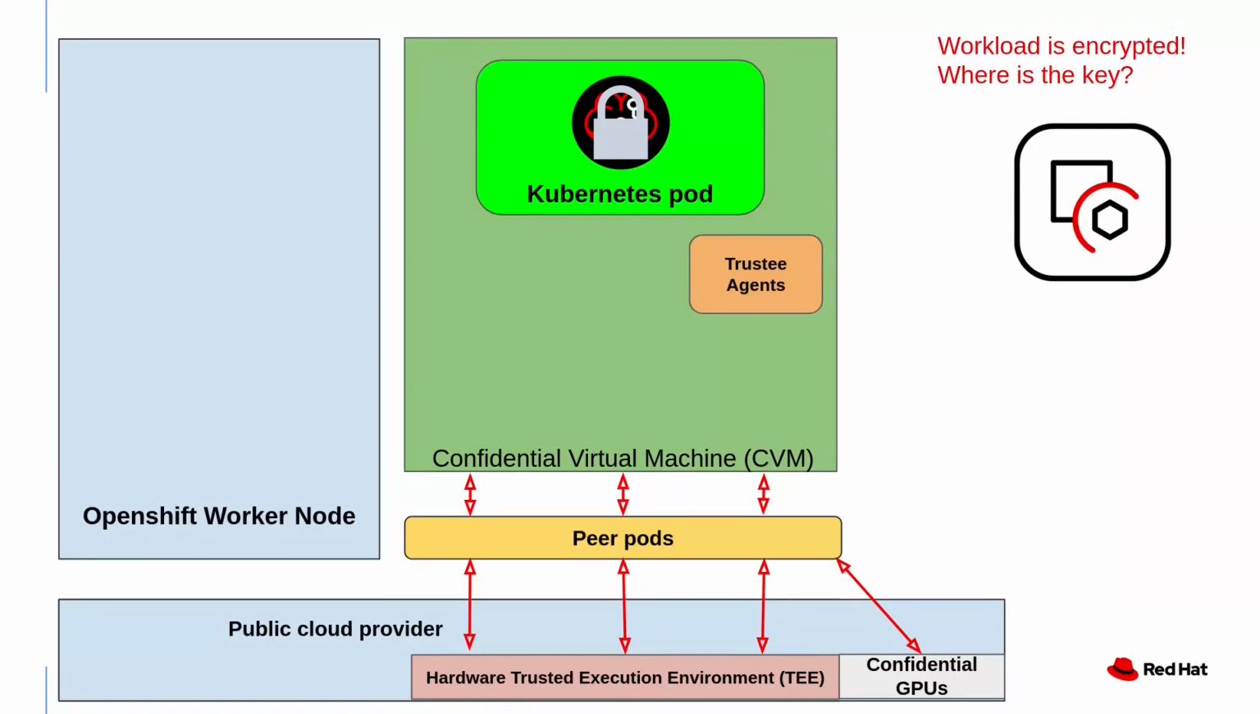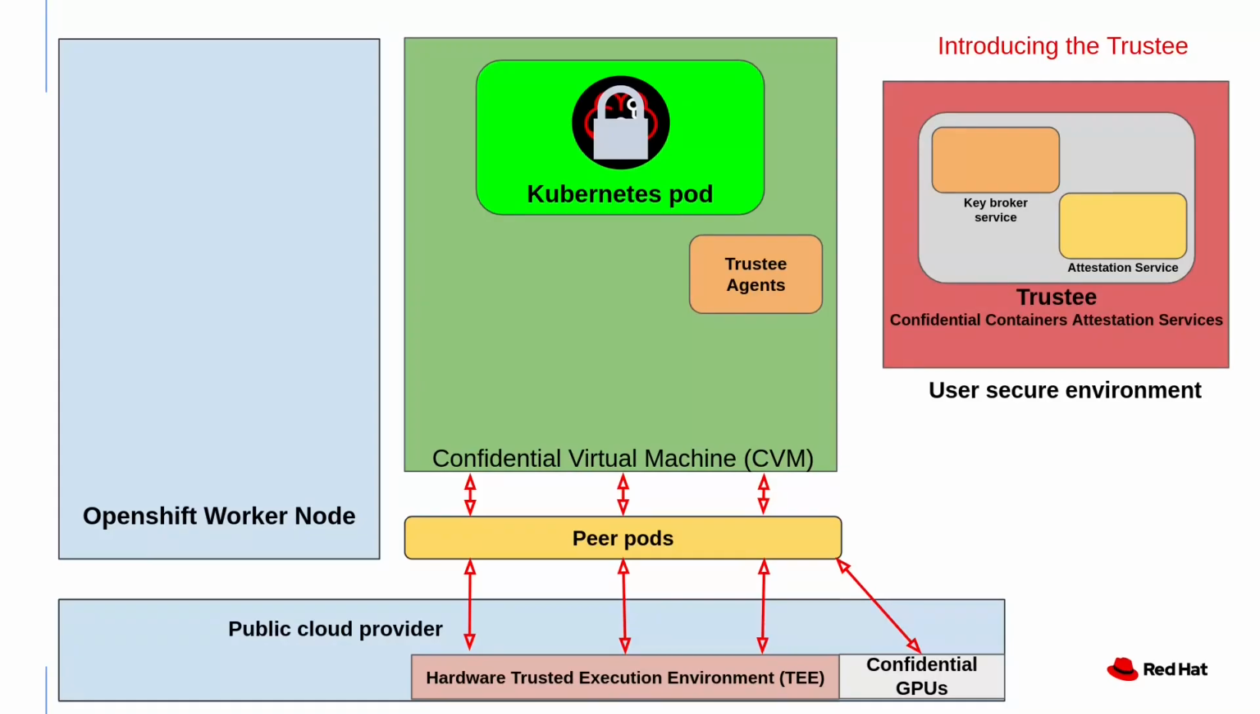To increase security, the model that we want to run in our confidential container is encrypted. But how can we decrypt it and where is the key? The solution is in the Trustee operator, which runs in a separate, secure environment, not in the same Openshift cluster.